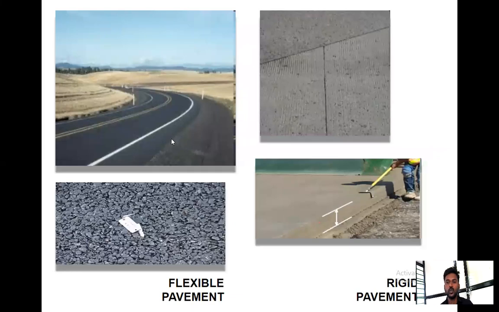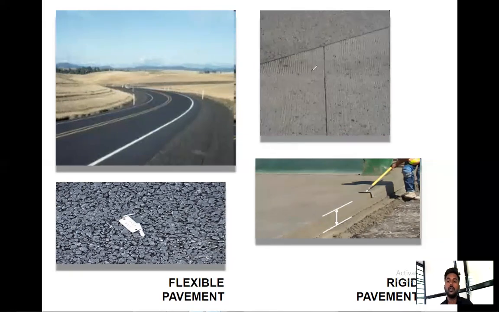See here, they have shown the figure. This is the flexible pavement, and at the right side there is the rigid pavement. Please observe one thing. You might have seen on the concrete road that after a certain length, they cut the road by machine. They cut horizontally as well as vertically, that is longitudinally as well as in the transverse direction.